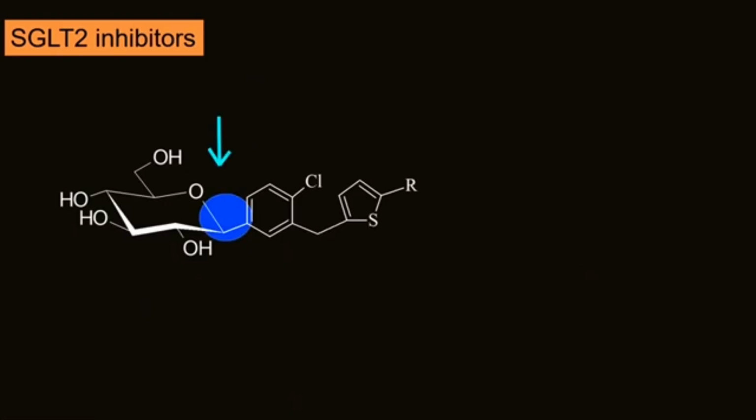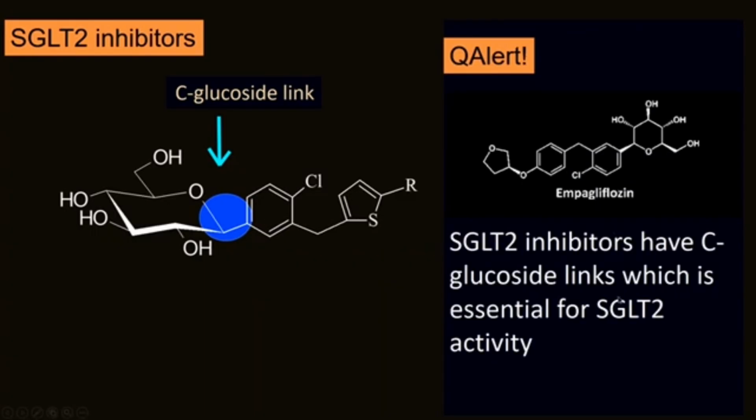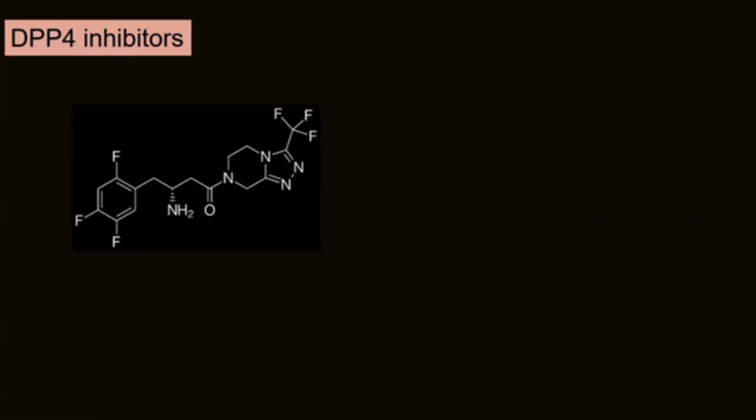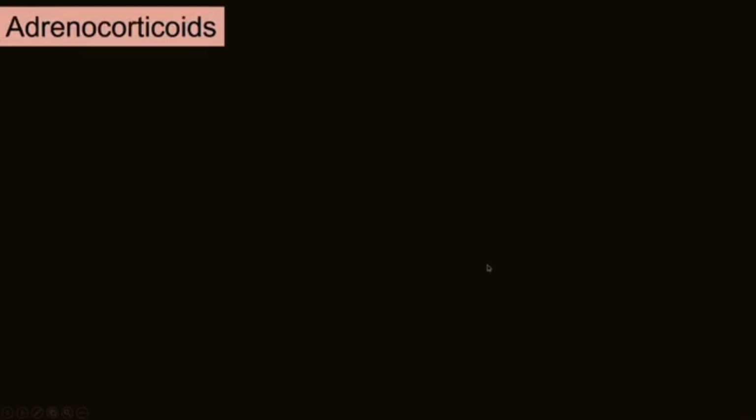So SGLT2 inhibitors are very unique chemical structures because they do have a C-glycoside link attached to those benzene rings. So here is the example, empagliflozin structure. So SGLT2 inhibitors have a C-glycosylation, which is essential for SGLT2 activities. Next, another class of drugs are DPP4 inhibitors, which end with the suffix gliptins. Here the structure of sitagliptin, which contains quinazolinone ring or cyanopyrrolidine-based structures.